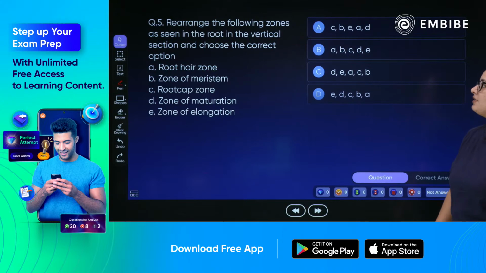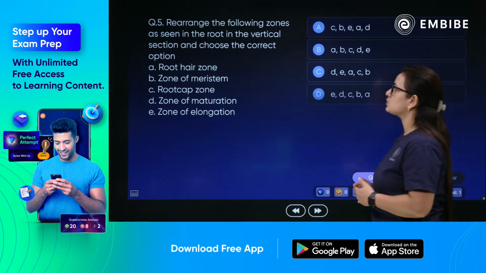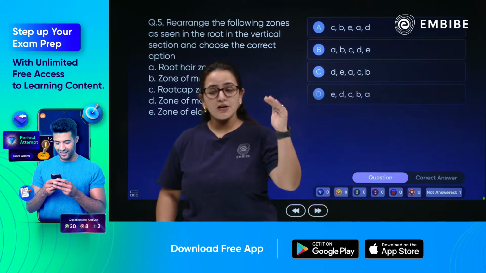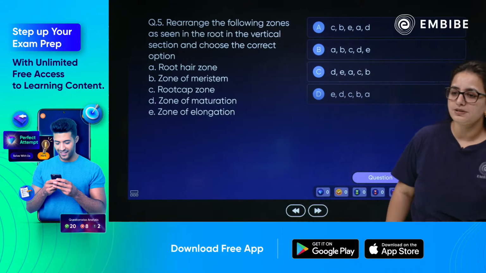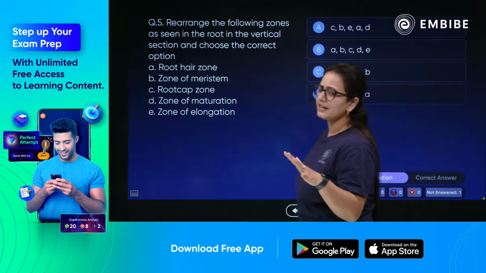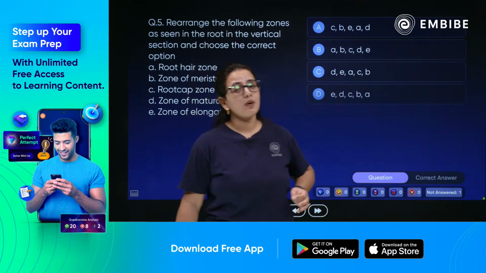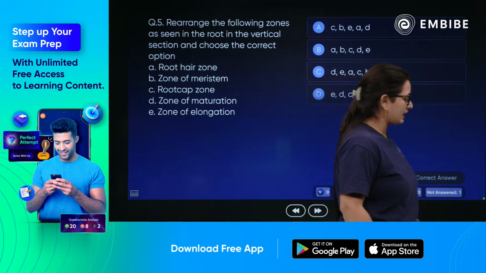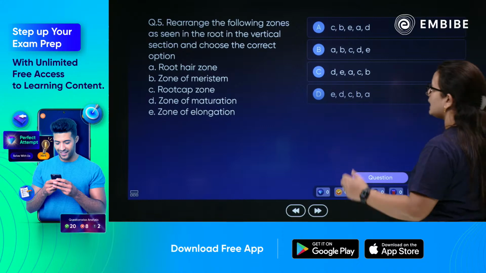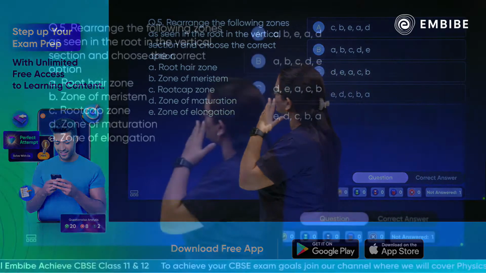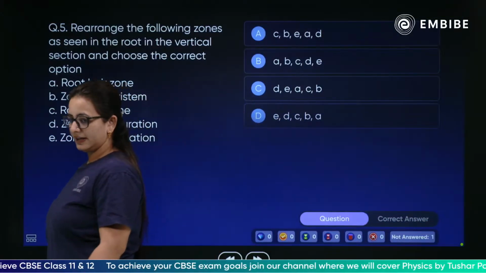Next, we have: rearrange the following zones as seen in the root in the vertical section and choose the correct option. Which region comes first and which region comes last? We have discussed the different regions present in the roots. Now you just need to rearrange them. Read the question carefully and answer.